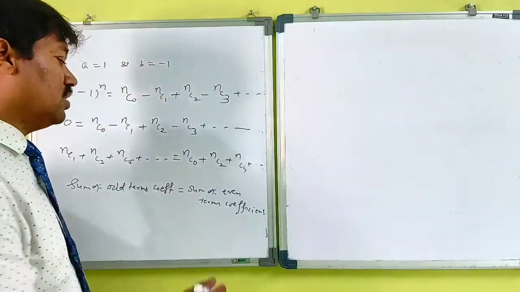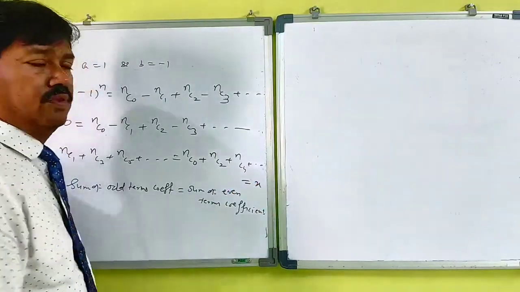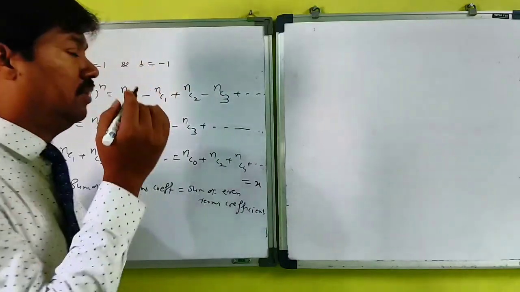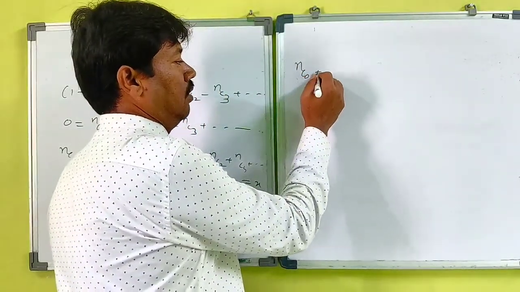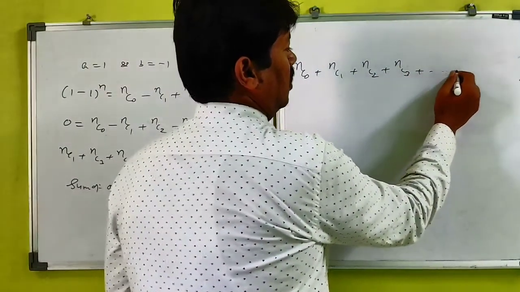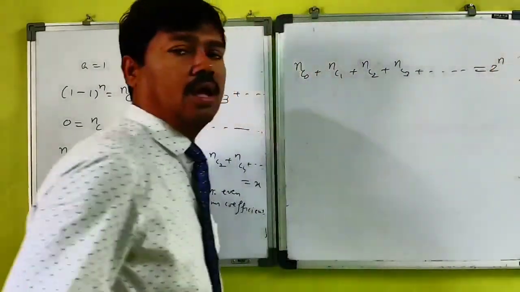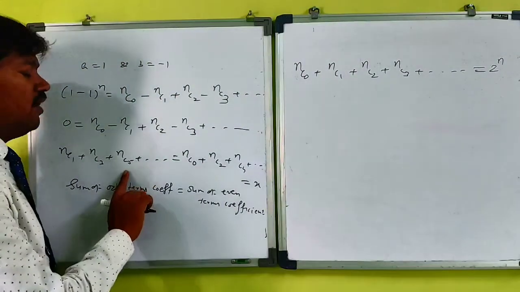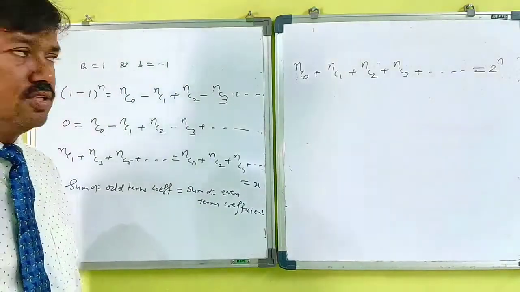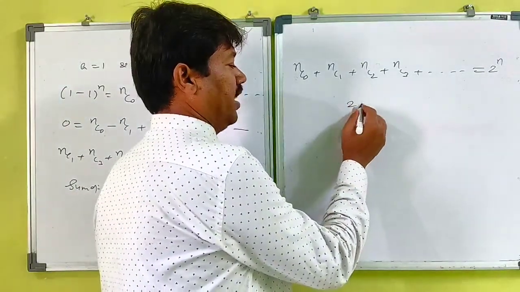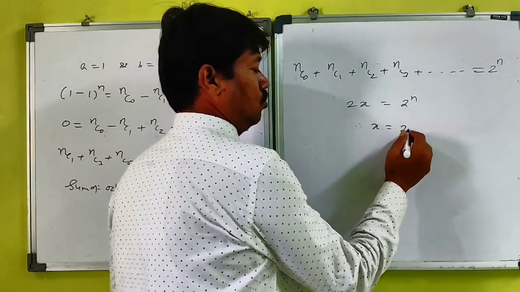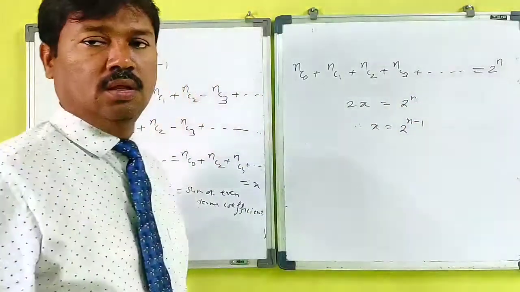So suppose we assume this is equal to x. Then we derive nC0 + nC1 + nC2 + nC3 and so on is equal to 2 raised to n. That is nothing but the left hand side and right hand side become x plus x. The addition of these two is nothing but 2x. So 2x is equal to 2 raised to n. Therefore x is 2 raised to n minus 1.